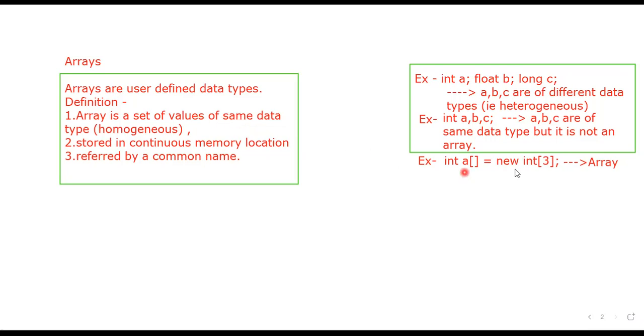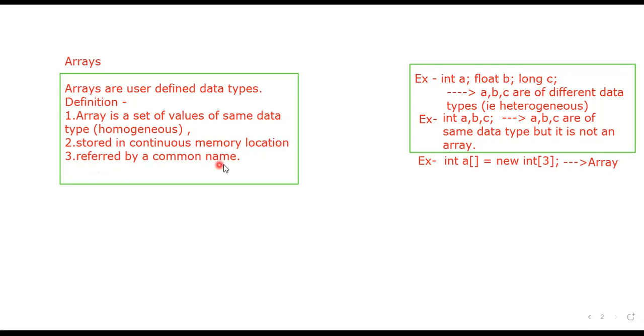So you observe that here, how many values are there? 3 values. What would be the data type? Int. So same data type and set of values. This point is clear? Yes, ma'am. The second point is that it is stored in continuous memory location. This I will make clear.